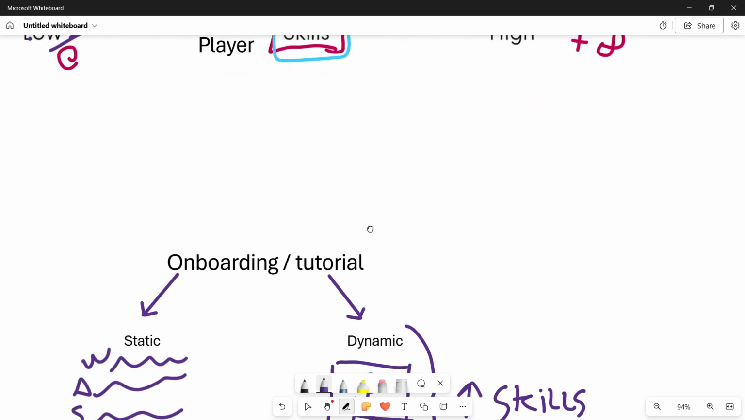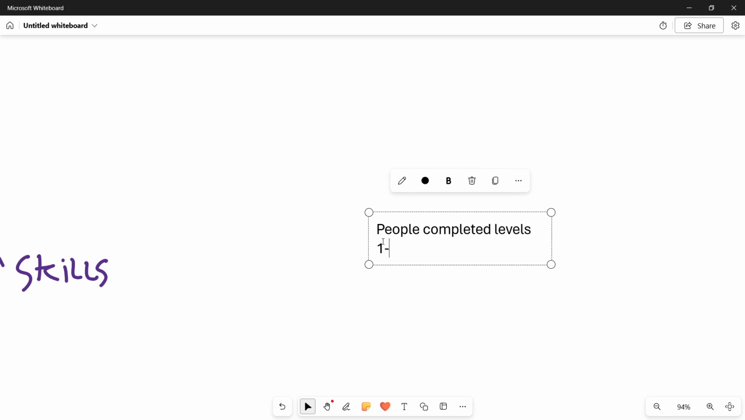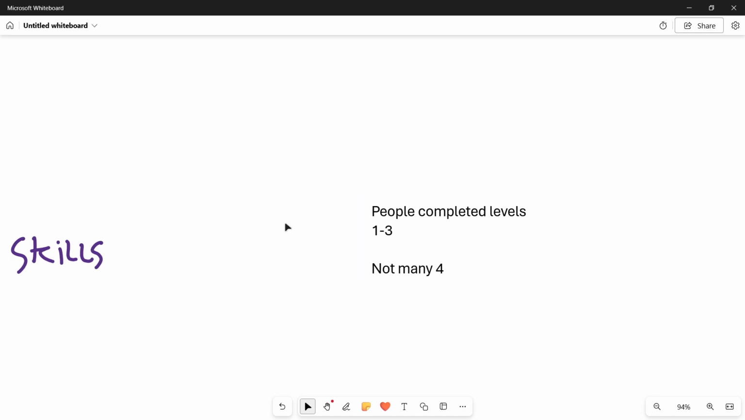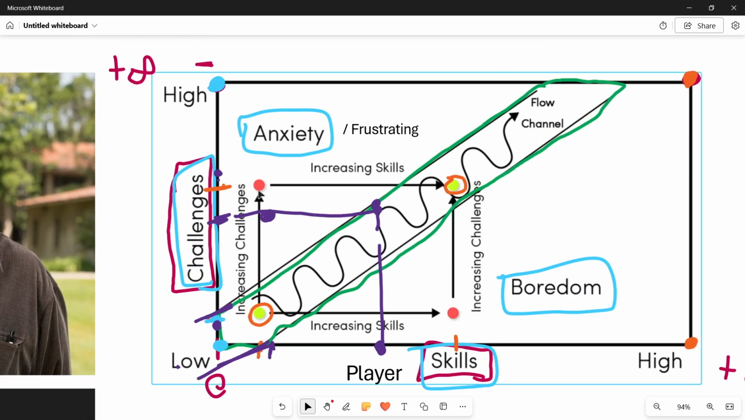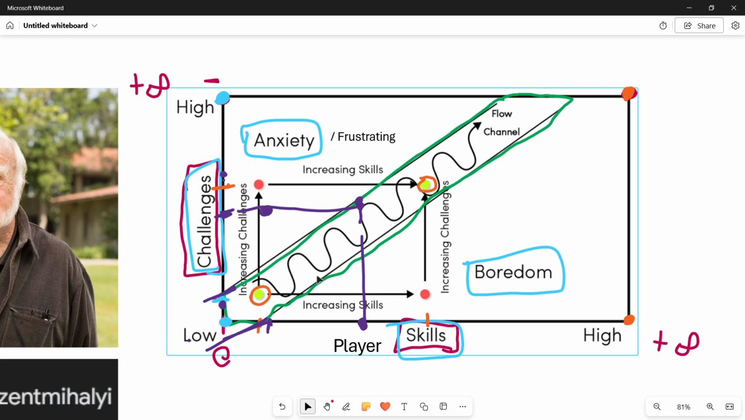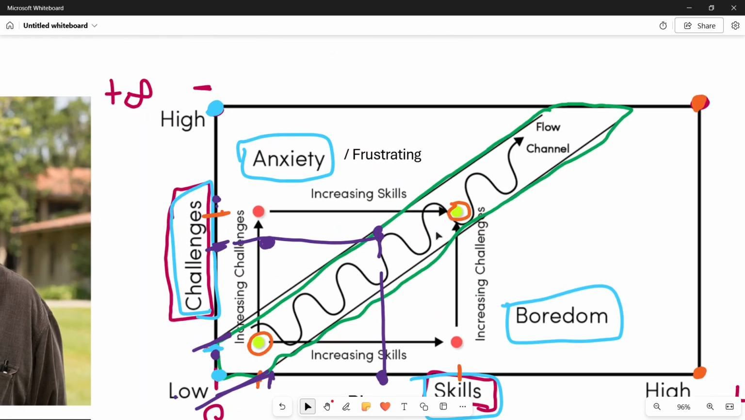So how is this applicable in real life? Let's say that you were able to track that people completed levels 1 to 3, but not many level 4. So what that meant is that these users were in this point over here, in which you had a very high challenge, a very daunting challenge, and they didn't have the skills that they needed in order to surpass it. Therefore here you already have the answer: you have to increase the skills of the player.